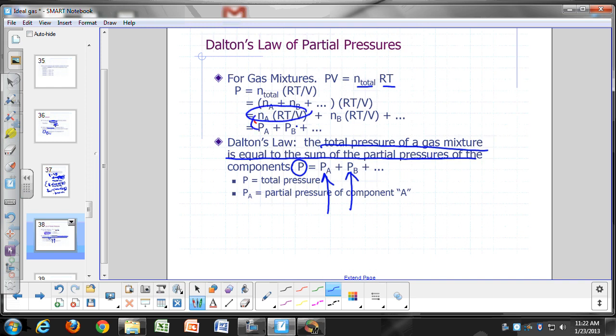That's the pressure that A would exert if it were alone. That's the partial pressure of A. n sub B times RT over V, that's the partial pressure of B. That's the amount of pressure B would exert if it were alone in your mixture. So here you can see then that the total pressure is just the sum of the partial pressures of the components of your mixture.